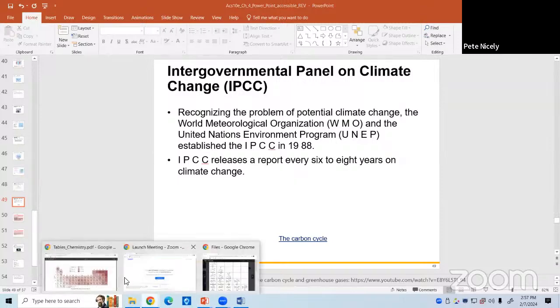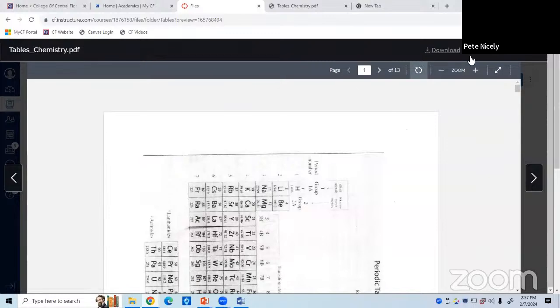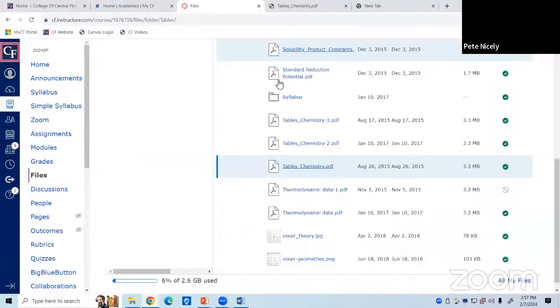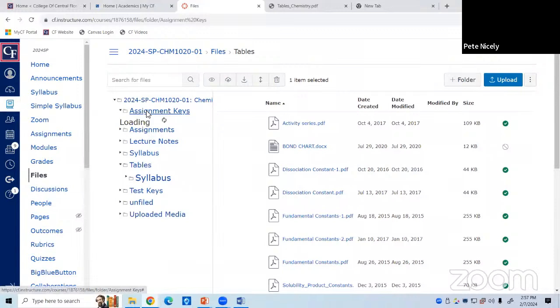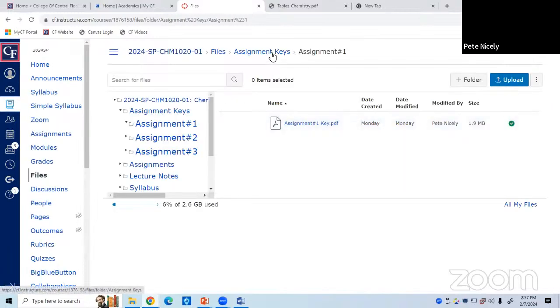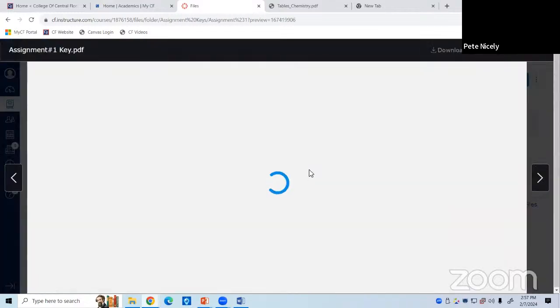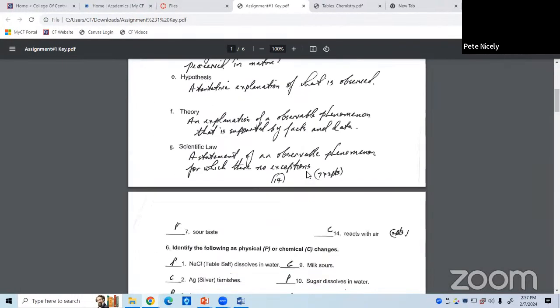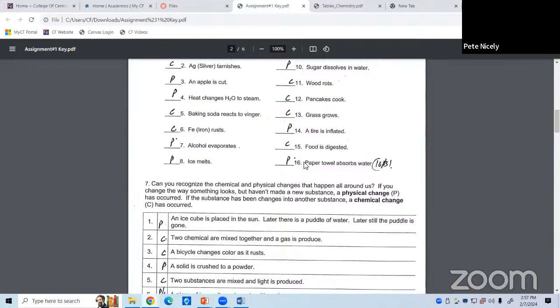Let me show you where. So if you go to files and go to assignment keys, you're going to see 3 folders containing each assignment, right? So this is the answer key for assignment 1. Right? So I would recommend that you just review them. If you have any questions, feel free.